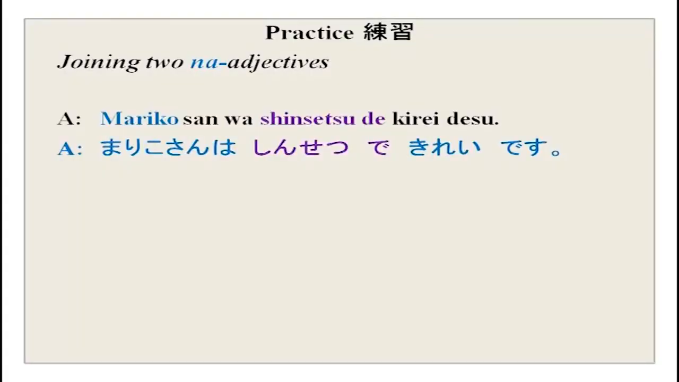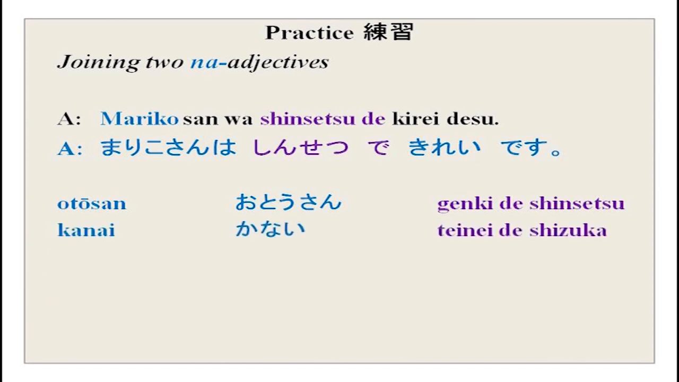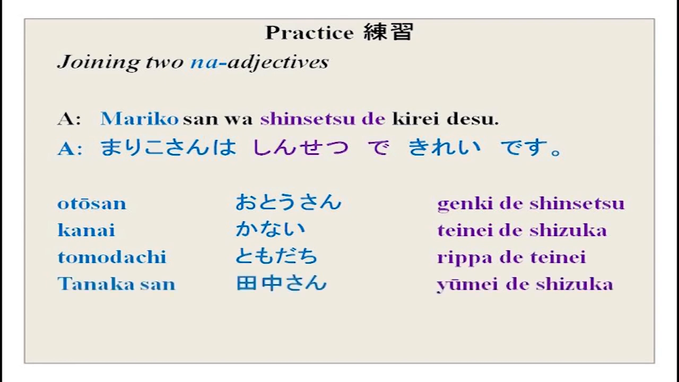So, Mariko-san wa shinsetsu desu. Mariko-san wa shinsetsu de kirei desu. Now, again, you can replace Mariko-san with any of the vocabulary you have done. Otō-san, genki de shinsetsu desu. Kanai, teinei de shizuka desu. Tomodachi, rippa de teinei desu. Tanaka-san, yūmei de shizuka desu. Tokyo, kirei de nigiyaka desu. Any of these you can use and practice.